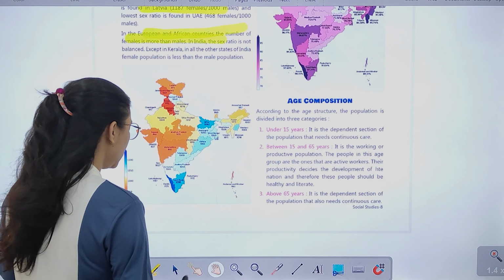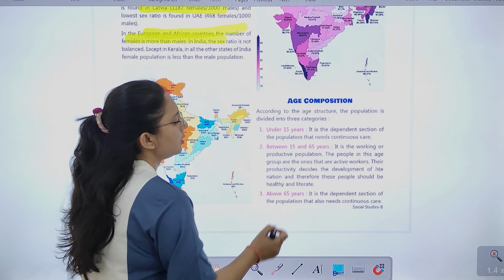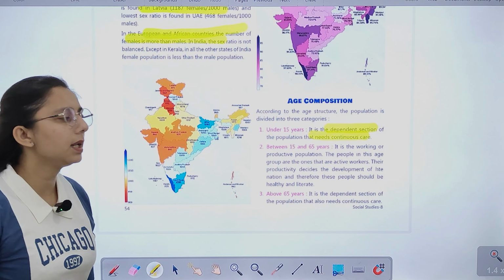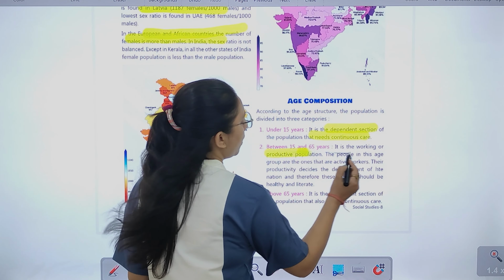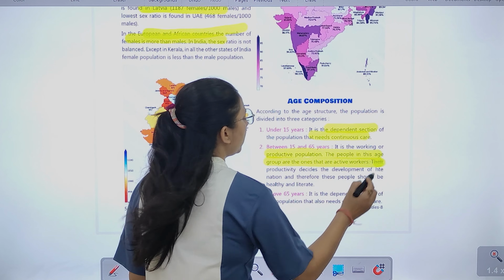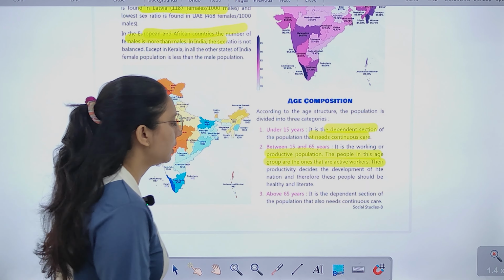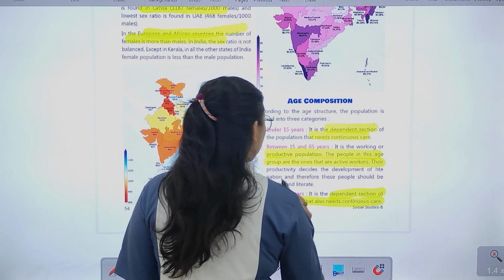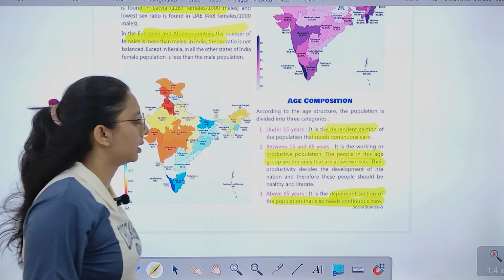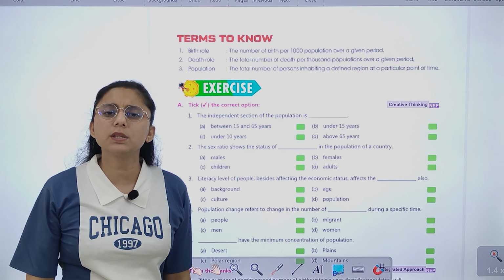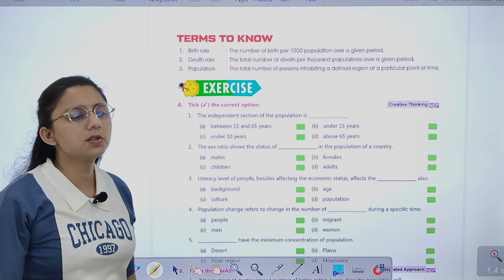Now what is age composition? Under 15 years is the dependent section, which needs continuous care. Between 15 and 65 is the working or productive population; the people in this age group are active workers. Above 65 years is also a dependent section of the population and needs continuous care. Right? What does it need? Continuous care. This is all in this chapter.